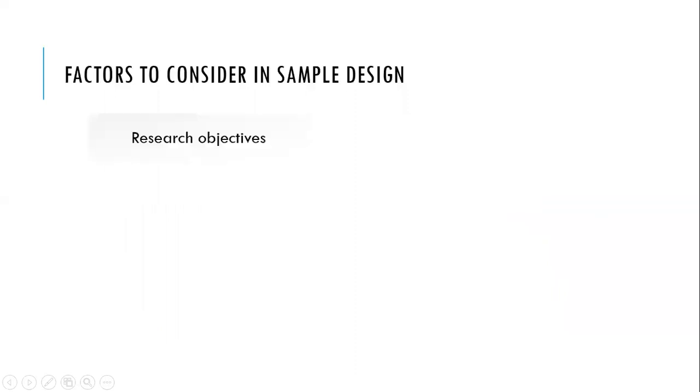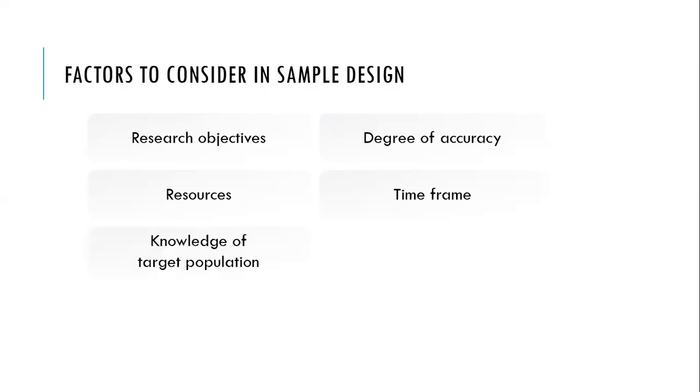Now, just like I said from the beginning, if you are considering any design, the first important thing is your research objectives. They will tell you what design you are going to use. You need to consider the resources available to you, the degree of accuracy, and your time frame. If you don't have enough time, you can't conduct a longitudinal study. You have to consider the population, as you cannot use a qualitative sample technique.